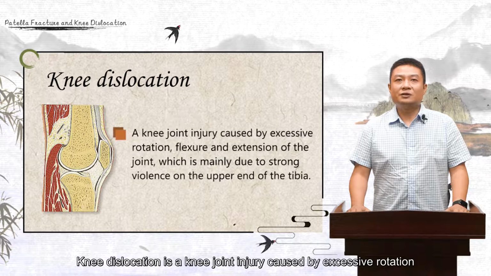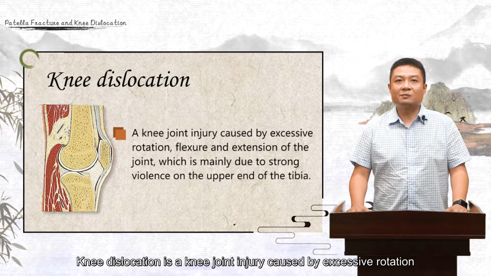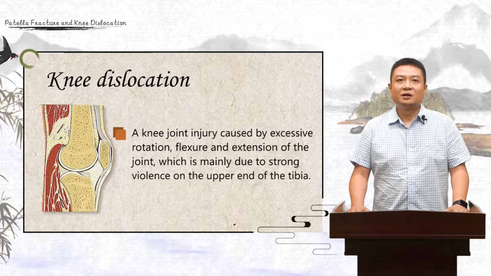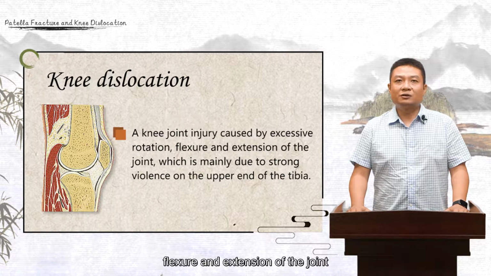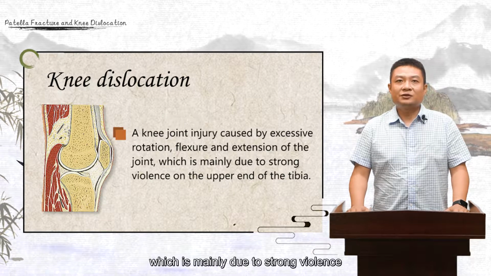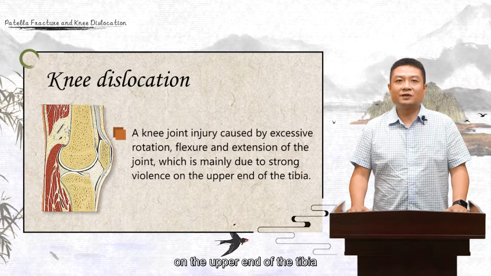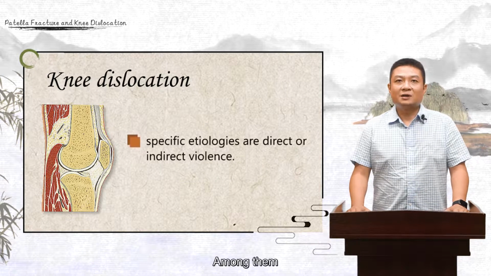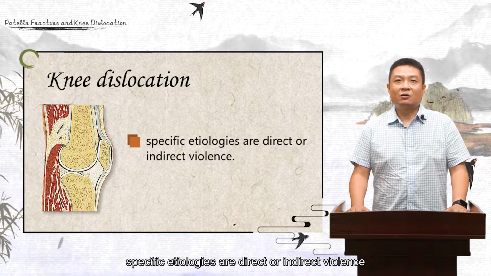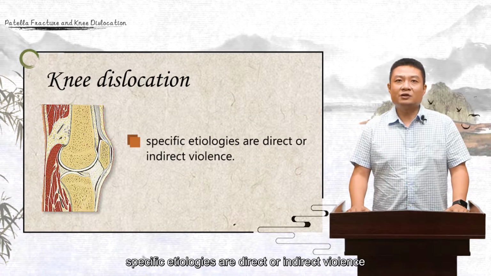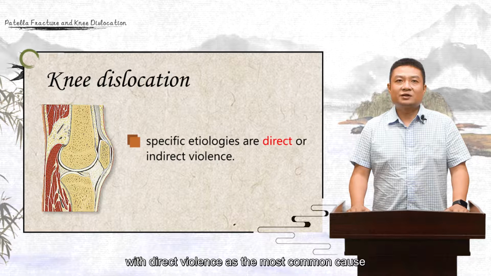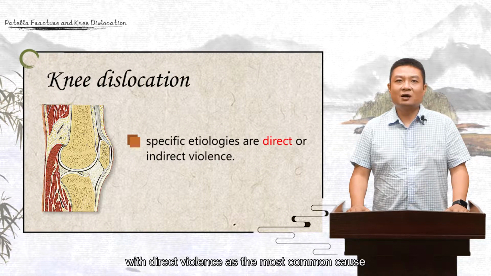Knee dislocation is a knee joint injury caused by excessive rotation, flexion, and extension of the joint, which is mainly due to strong violence on the upper end of the tibia. Among them, the specific etiologies are direct or indirect violence, with direct violence as the most common cause.